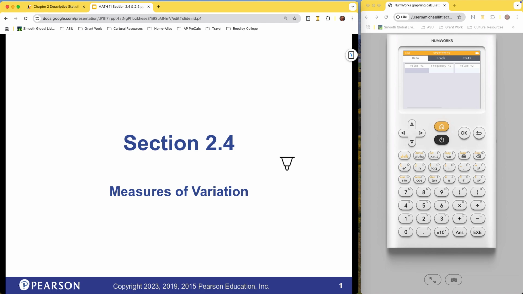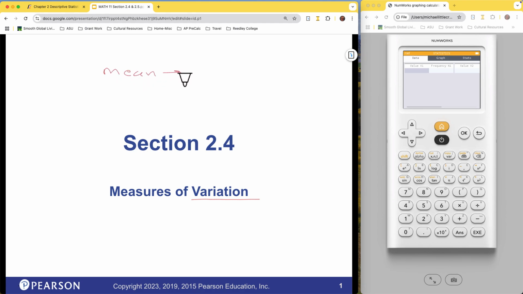So we've just finished talking about measures of central tendency, and now we've got two sections where we're going to talk about measures of variation. In this section, we're going to talk about the variation we use when we have the mean.